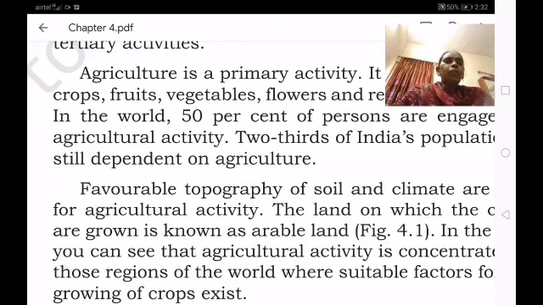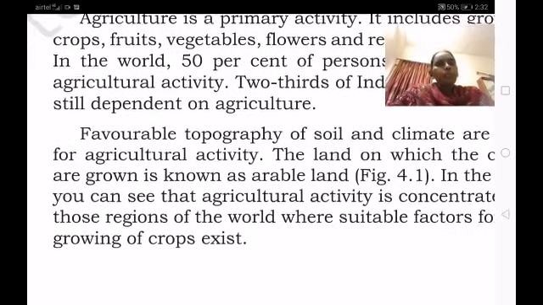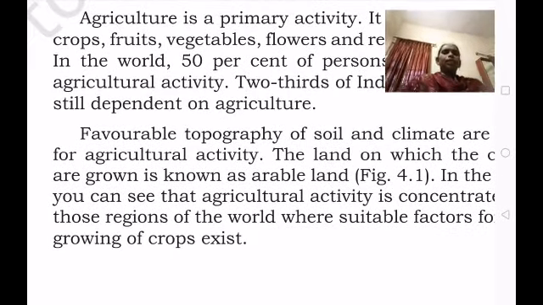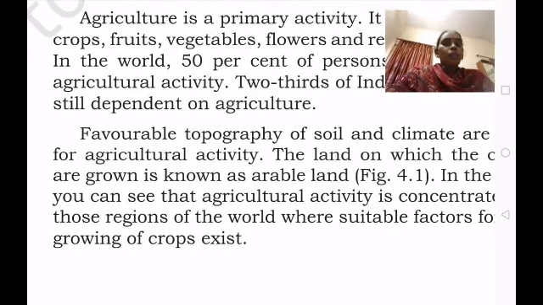Agriculture, what do you mean by agriculture? Agriculture is the primary activity to grow crops, fruits, vegetables, flowers, and rear livestock. Throughout the world, 50% of the people depend on agriculture, and even in our country 2/3 of the population depends on agriculture. So, what is needed to grow good crops, fruits, vegetables, flowers, and also for rearing of animals?